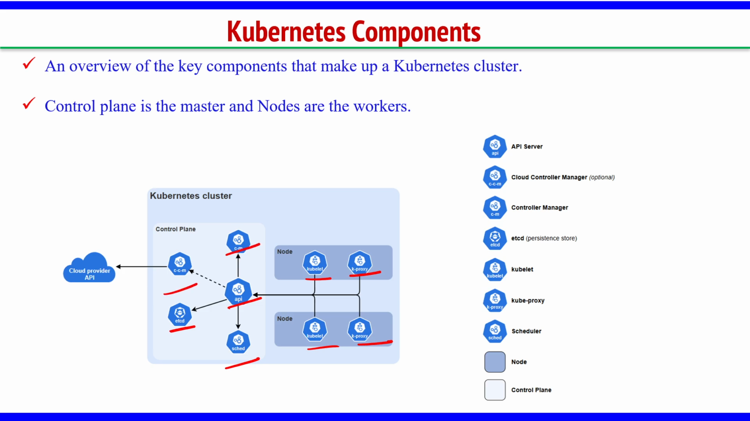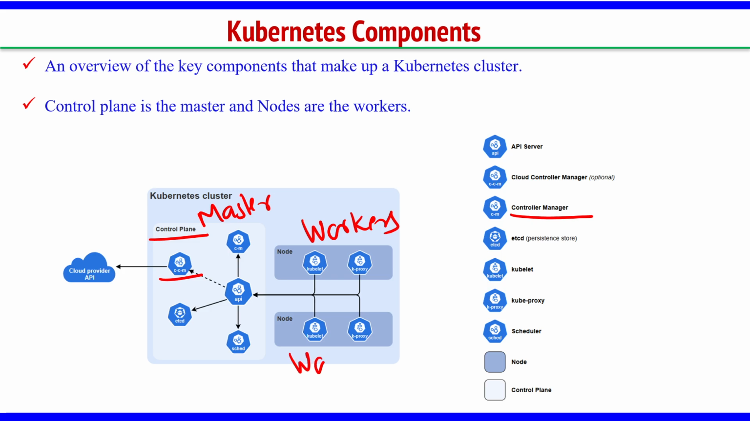So if you see here, CCM means cloud controller manager. Okay, CM means controller manager, because this is a control plane, this is the master basically, and these are the workers.